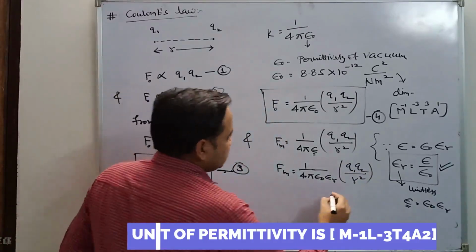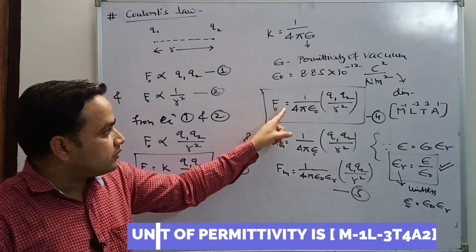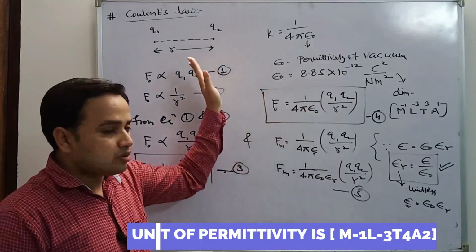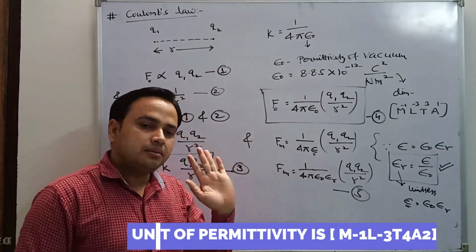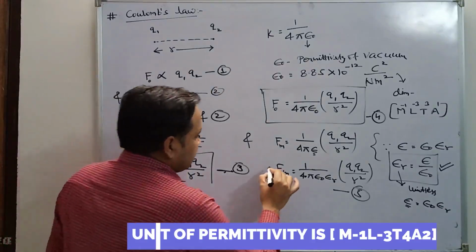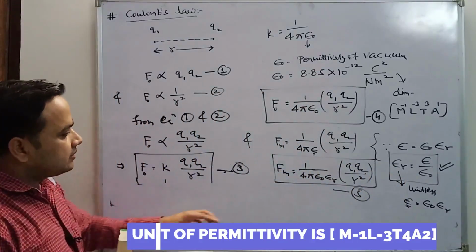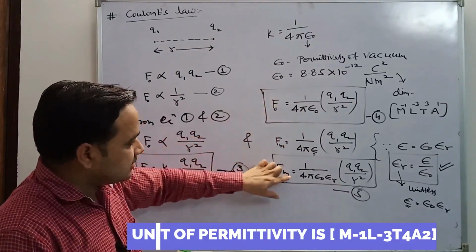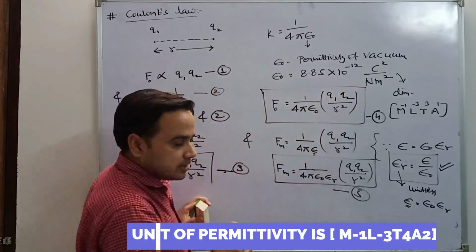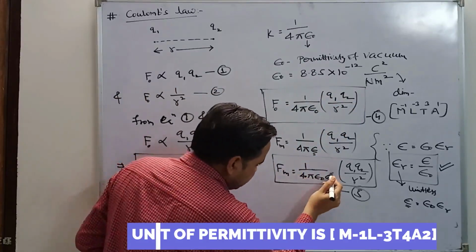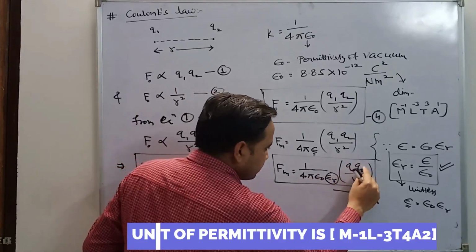Clear? So this is equation number 5. This is the force between two charges when there is no medium. This is the force between two charges when there is some medium. So this is F1. Now look at this one and this one. 1 upon 4 pi epsilon naught Q1 Q2 upon r square.